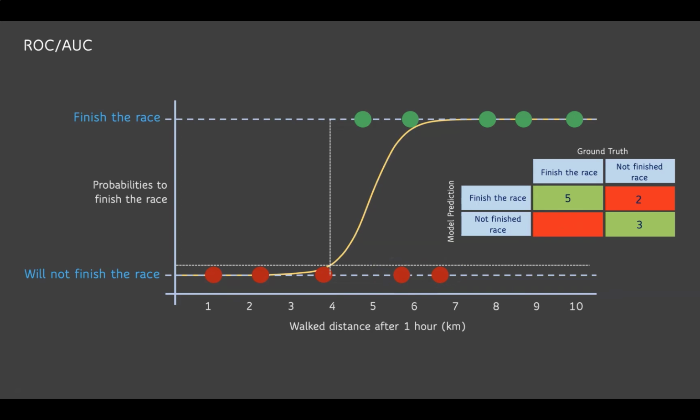Finally, there are no false negatives. There is nobody that has been predicted as not finishing the race who actually finished the race. So we got 0 here.